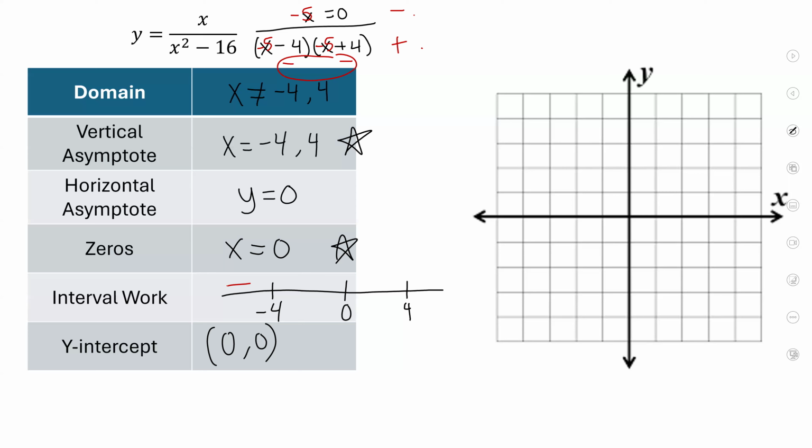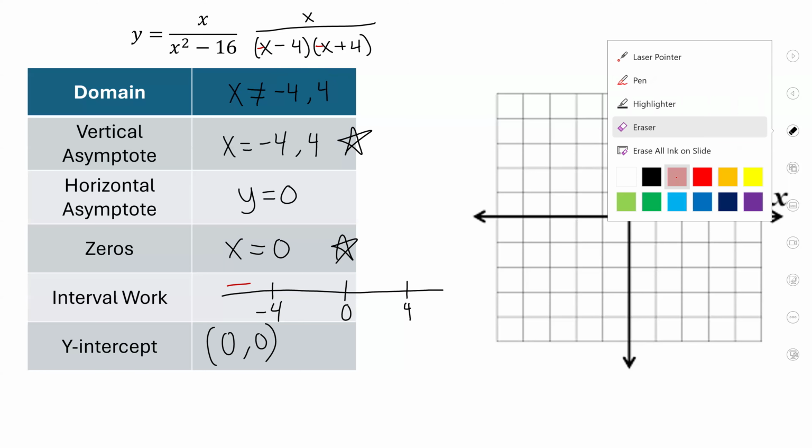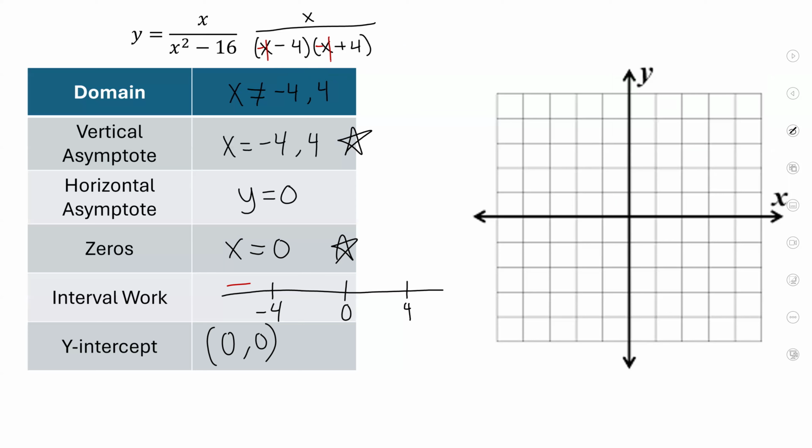Now let's test a number between -4 and 0. I'll choose -1. So if I plug in a -1, let's see what I get. Okay, so if I plug in a -1, I'll get a negative in the numerator. I'll get a negative and a positive in the denominator. A negative times a positive is a negative. A negative divided by a negative is positive.